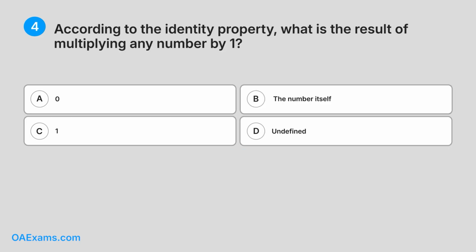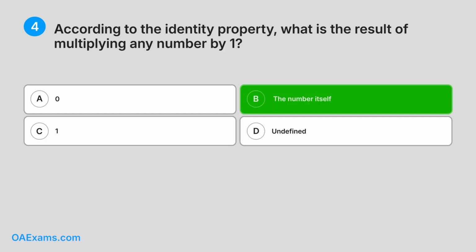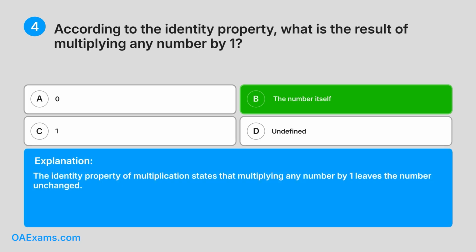4. According to the identity property, what is the result of multiplying any number by 1? A. 0, B. The number itself, C. 1, D. Undefined. Do you know the answer? Correct answer. B. The number itself. Explanation. The identity property of multiplication states that multiplying any number by 1 leaves the number unchanged.